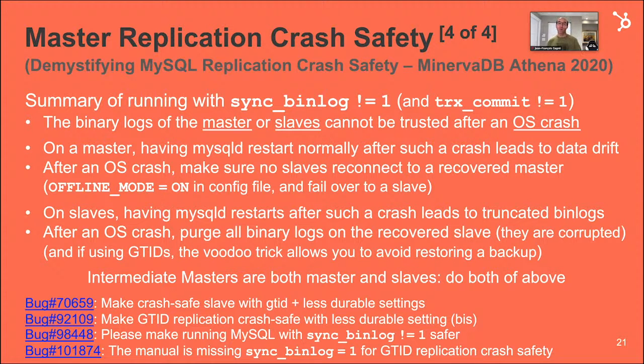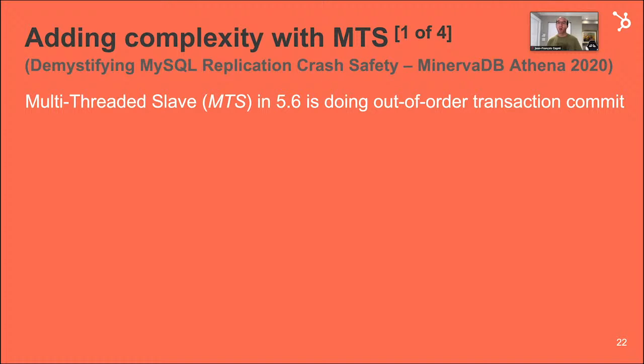So now we've covered the simple solution of MySQL replication crash safety in 5.6, GTIDs, and we've covered the master. Now we're left with parallel replication. Multi-threaded slave, MTS, is a great improvement for replication speed, introduced in 5.6 and made better in 5.7. But in 5.6, multi-threaded replication is doing out-of-order commit on slaves.